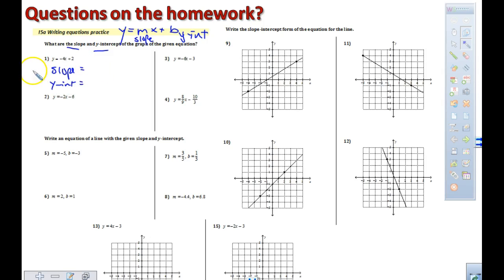The question always comes up is, can I just put m equals and b equals? That would work also, and you want to tell me those 2 numbers.